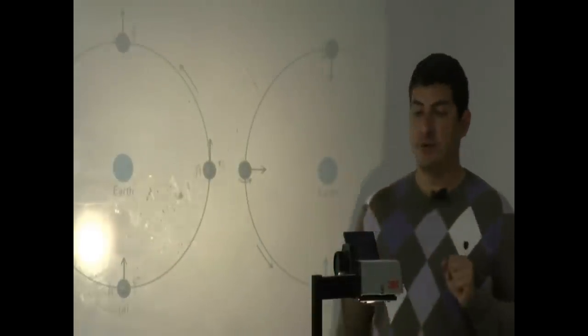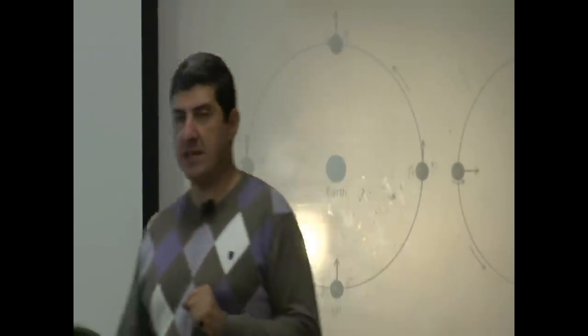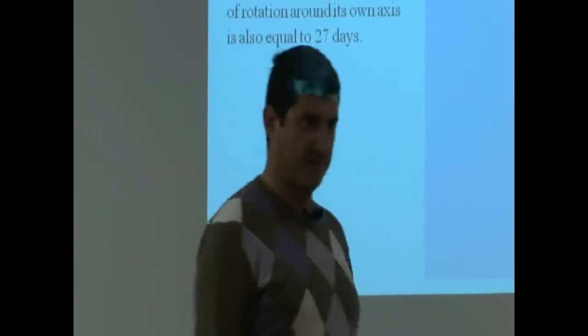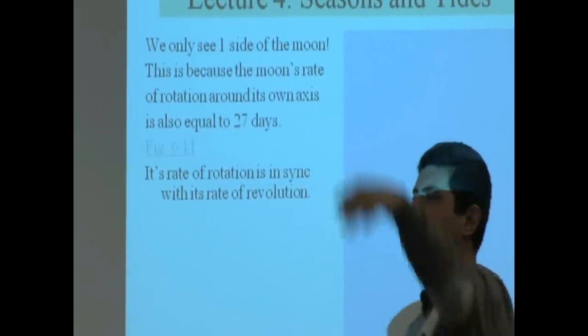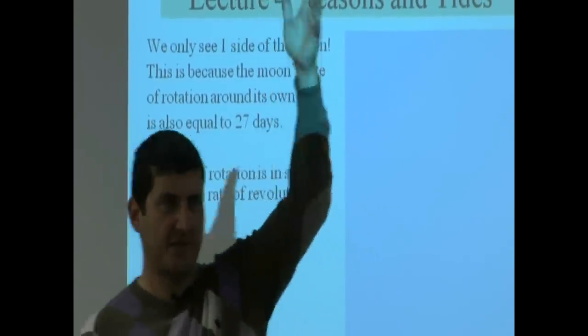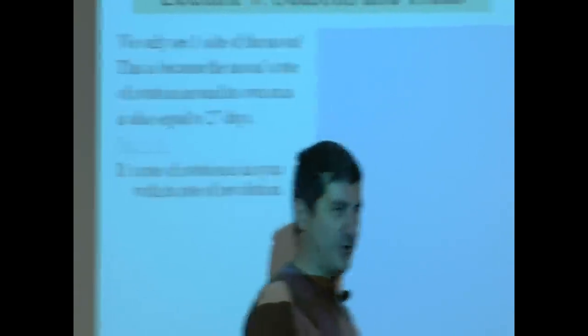How about another question that the instructor might like to put? The side of the moon that we don't see is always dark. True or false? About half of you said true, and about half of you said false. The answer is false. The side of the moon we don't see also undergoes the same phases as the side of the moon we do see.